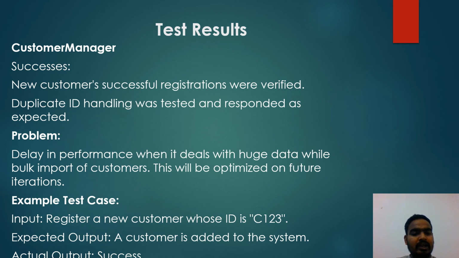Example test case: input, register a new customer whose ID is C123. Expected output: the customer is added to the system. Actual output is success.